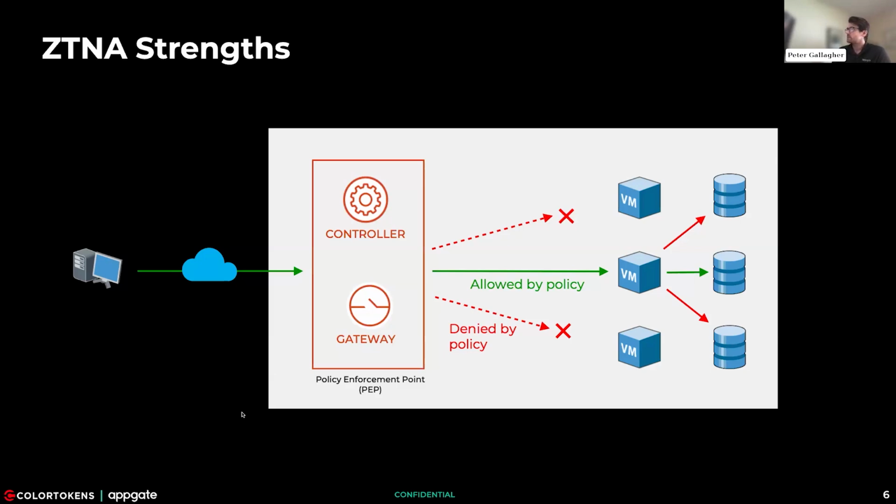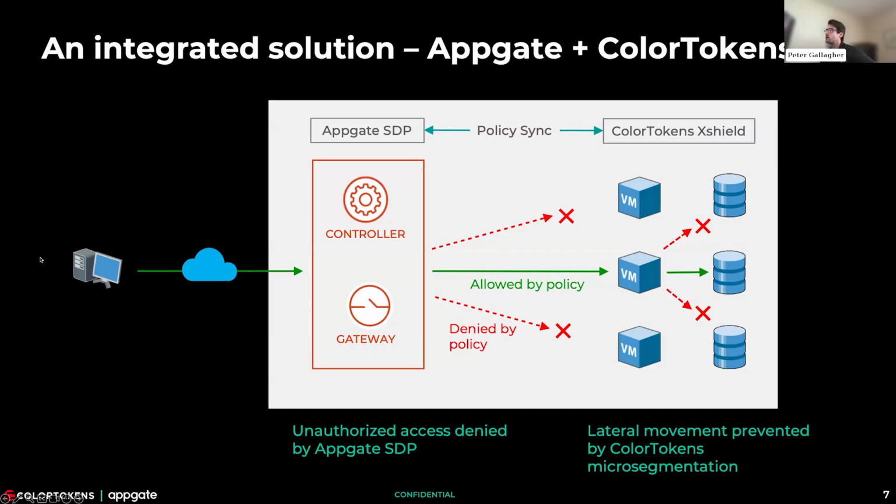What you see here is that concept broken out into a diagram, where we have a virtual machine that we do have access to, and some other virtual machines that we don't have access to. This brings me to the next slide, where we show these two solutions together and introduce the policy sync, where the metadata that Color Tokens uses to define policy is now also used in AppGate to define policy too.